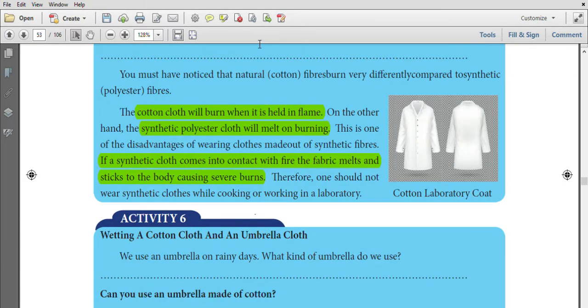Cotton cloth will burn when it is held in a flame, but synthetic polyester cloth will melt on burning. So we cannot wear polyester cloth when we are cooking. It melts on burning, so it sticks to the body and causes severe burns.